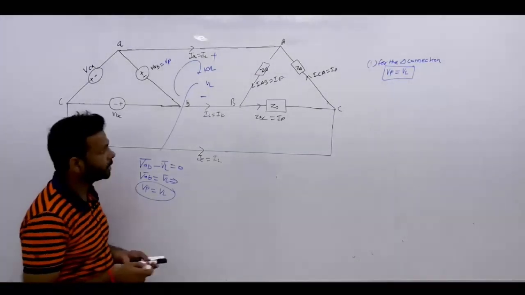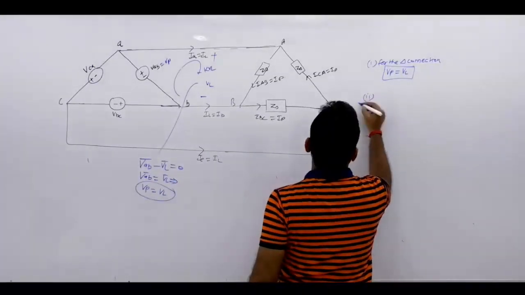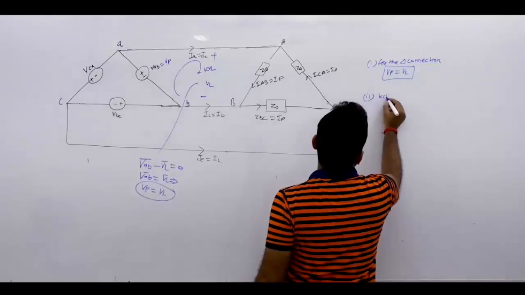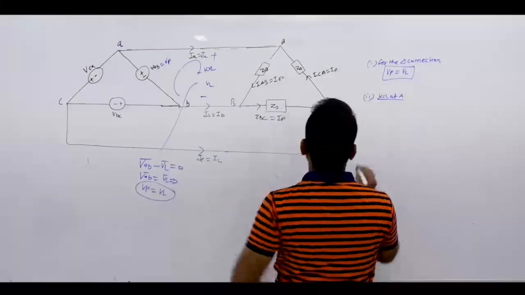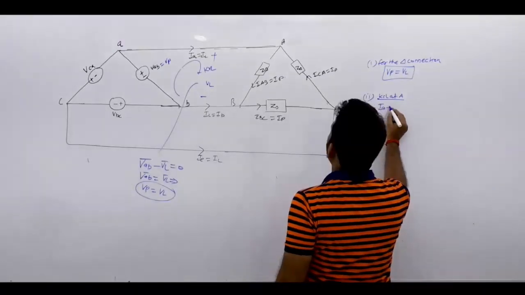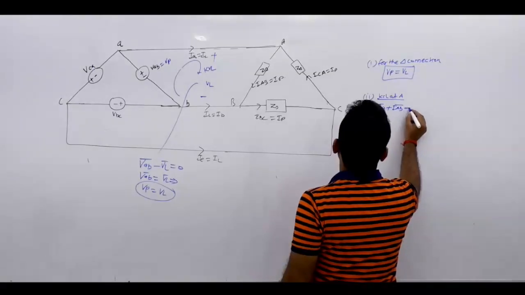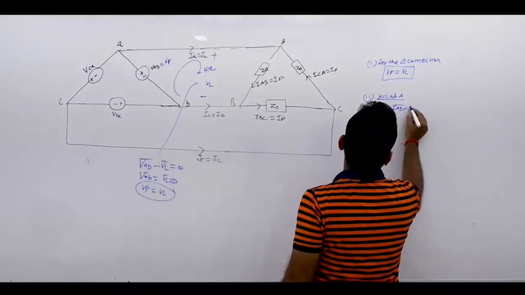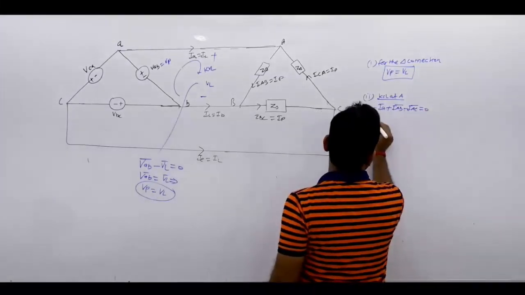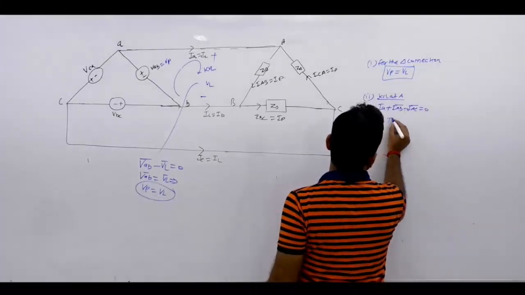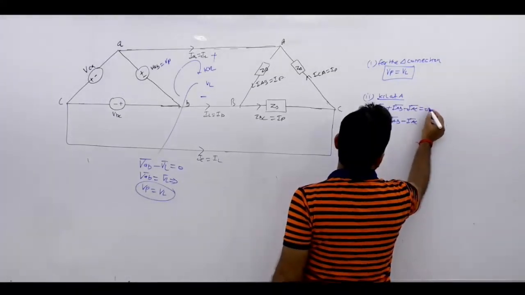So this is our first point about the delta connection, and the second point we will see the current equation. For the line current, we will apply the KCL at A. Now if you apply the KCL at A, then minus IA plus IAB minus IAC equals 0. From that I can write IA, the line current, is equal to IAB minus IAC. This is the first line current.